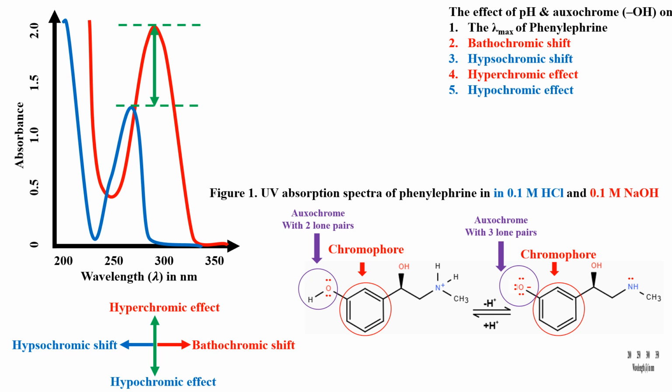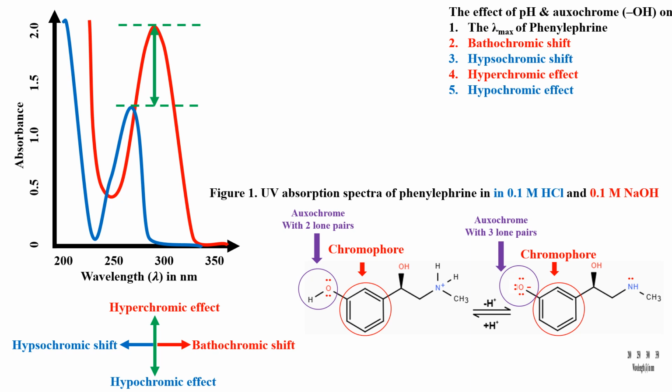Now the absorption curve that is highlighted in red is the one what you get under basic conditions, and the absorption curve highlighted in blue is the curve that is obtained under acidic conditions. So red curve represents the curve under basic conditions and blue curve represents the absorption curve under acidic conditions.